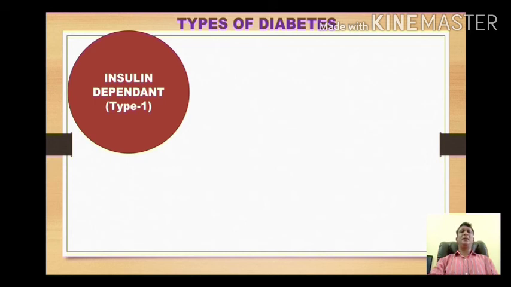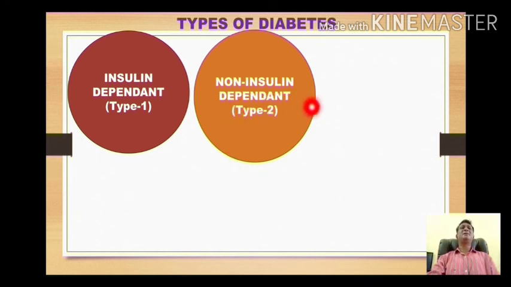The first type, and the most dangerous one, is called insulin dependent diabetes, which is also called type 1 diabetes. In this diabetes, the treatment depends upon the availability of either insulin or its analogous materials. The second type is non-insulin dependent diabetes, which is also called type 2 diabetes. For the treatment of type 2 diabetes, the oral hypoglycemic agents are used. We clear this point here: for insulin dependent or type 1 diabetes, the injectable form of insulin is required, while for treatment of type 2 diabetes, the oral hypoglycemic agents, that means the agents which can be given orally or through mouth, can be used.